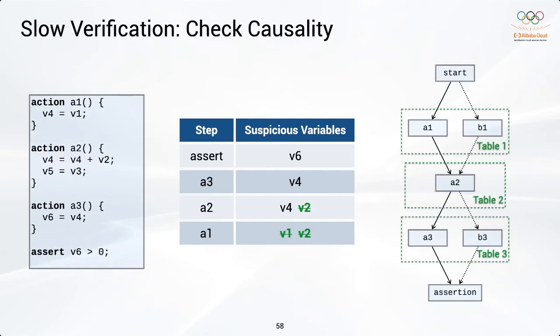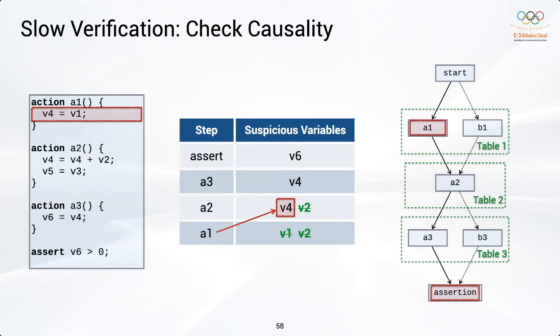Let's see the structure of a data plane program. The graph shows all possible execution paths. Here the solid lines are the buggy traces. Recall that v4 is suspicious before the execution of a2. That means the assignment of v4 in a1 is probably wrong.